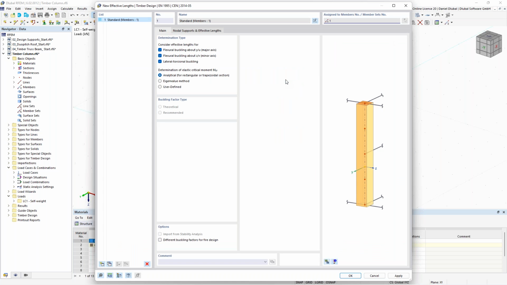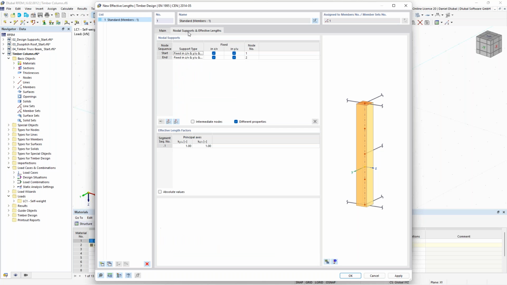So I create a new one. What I want to consider is only the flexural buckling, because for this simple column, we only consider flexural buckling because of the compression forces. We don't have any bending moment, so we can neglect the lateral torsional buckling. So let's go here to nodal support. And here, for this case, I want to have effective length factors. In this case, I can choose the factors. And for this reason, I will leave it like that.